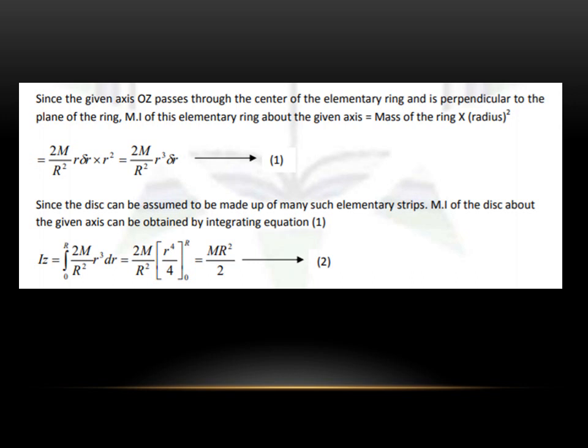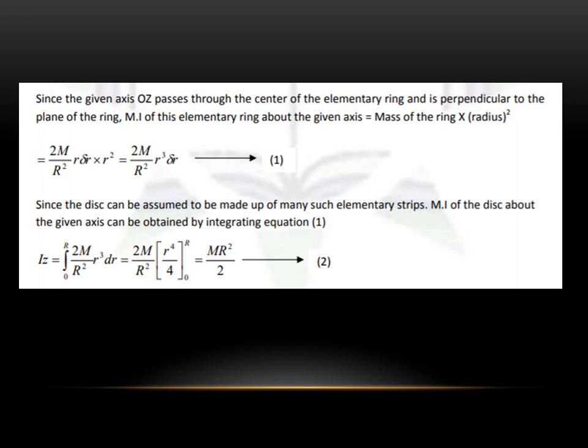The given axis is passing through the center of the elemental ring and it is perpendicular to the plane. The moment of inertia of a circular ring about an axis passing through the center and perpendicular to its plane is given by mass into radius square, M r square. That we have derived in the last class. So here the mass is 2M by R square into r dr, into the radius square of that particular ring, r square. On solving you will get 2M by R square r cube dr.